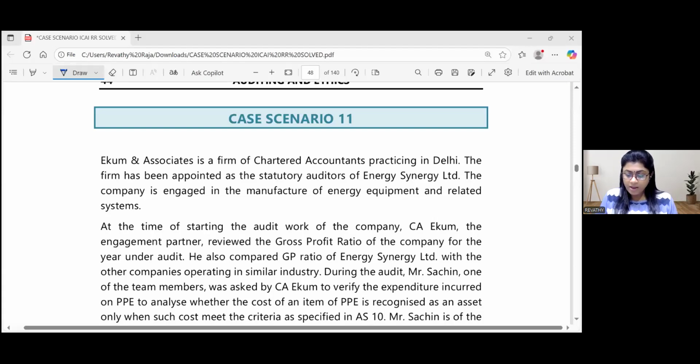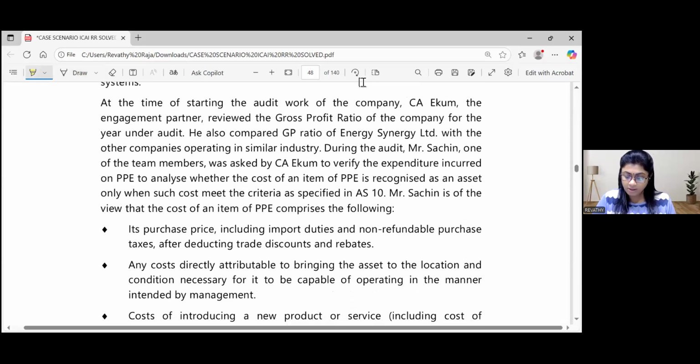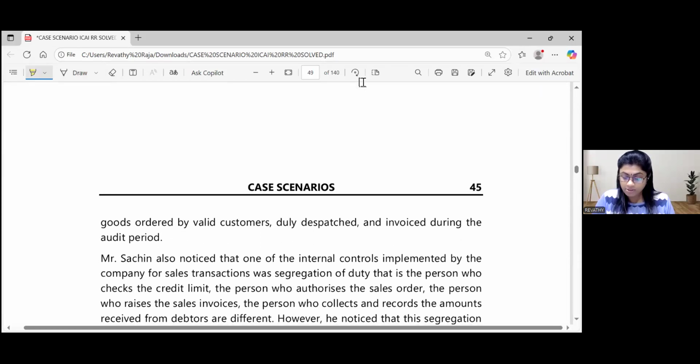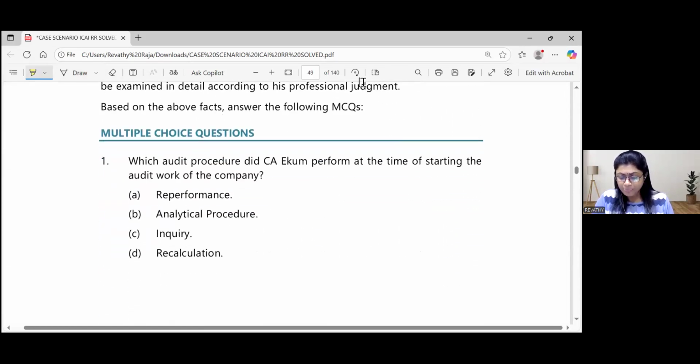Can you see the page? So guys, case scenario number 11. As usual, if you see case scenario 11, they are talking a lot. One page, again three-quarters, they are talking. So let's directly go to the question as usual.